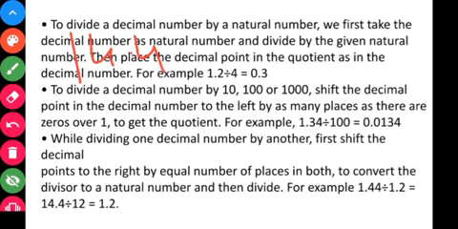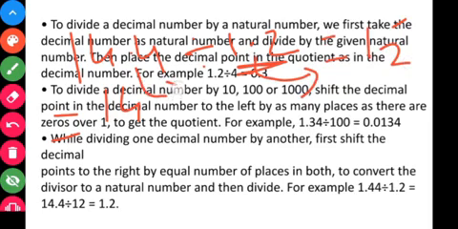So here, for example, you can take one example: 14.4 divided by 1.2. So first you remove the decimal point of the divisor. So here we will shift this decimal one place to the right, so you can write 12. To change this, you shift the decimal of the dividend also to the right, the same number of places. One place. So you can write 144 divided by 12.